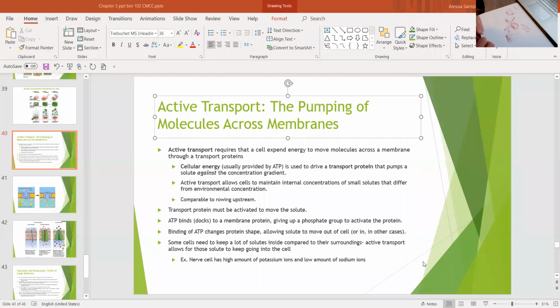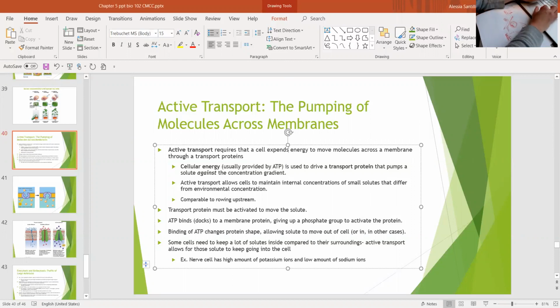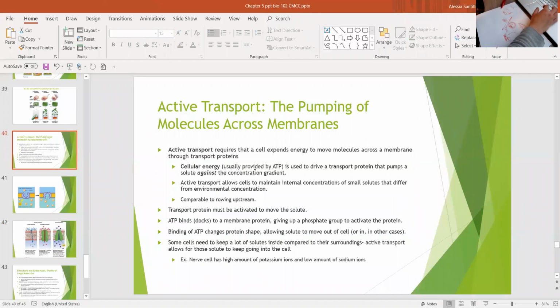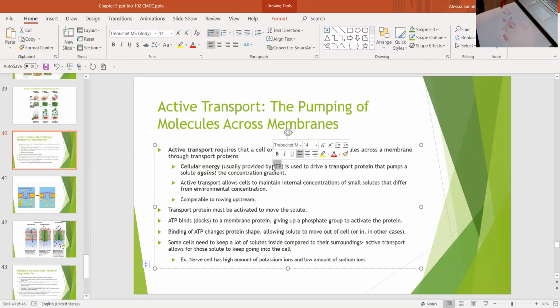Okay. So active transport requires that a cell expends energy to move molecules across a membrane through transport proteins. So still here, we have the use of these particular proteins, these channels. The cellular energy is provided by ATP, and this is used to drive a transport protein that pumps a solute or a substance against the concentration gradient, so against the gravity of that substance.